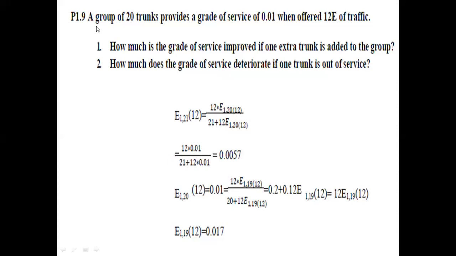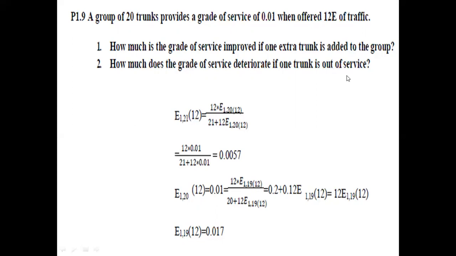In this case, the question is that a group of 20 trunks provides a grade of service of 0.01 when offered 12 Erlangs of traffic. What it is asking is: how much is the grade of service improved if one extra trunk is added to the group? And how much does the grade of service deteriorate, or reduce, if one trunk is out of service?